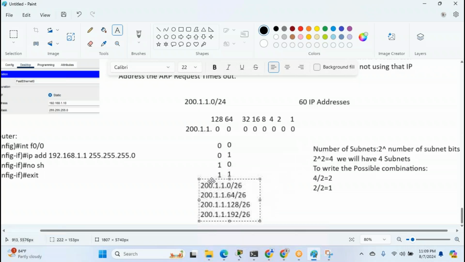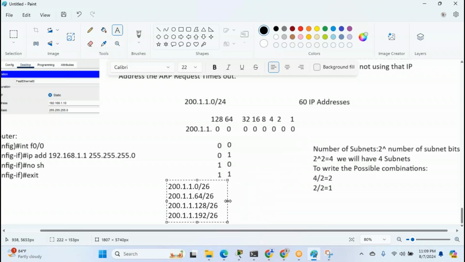So if the first subnet is starting with 0, the next one is starting with 64. So this is your network ID. The broadcast ID becomes one before the next network ID, 63. So this one becomes your broadcast ID. So IP addresses are from 1 to 62. So 62 IP addresses are possible in this subnet, and in all these subnets.